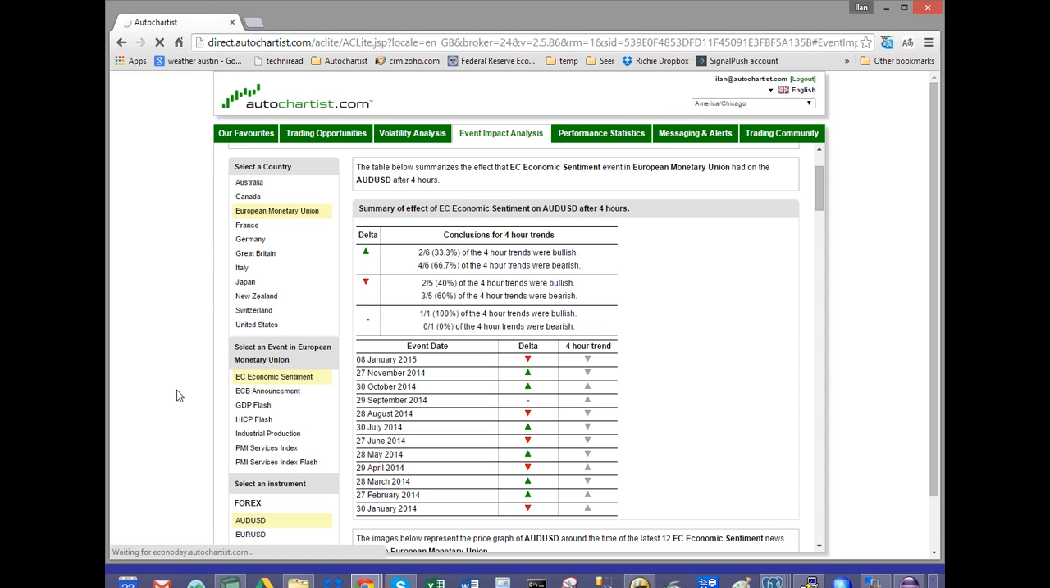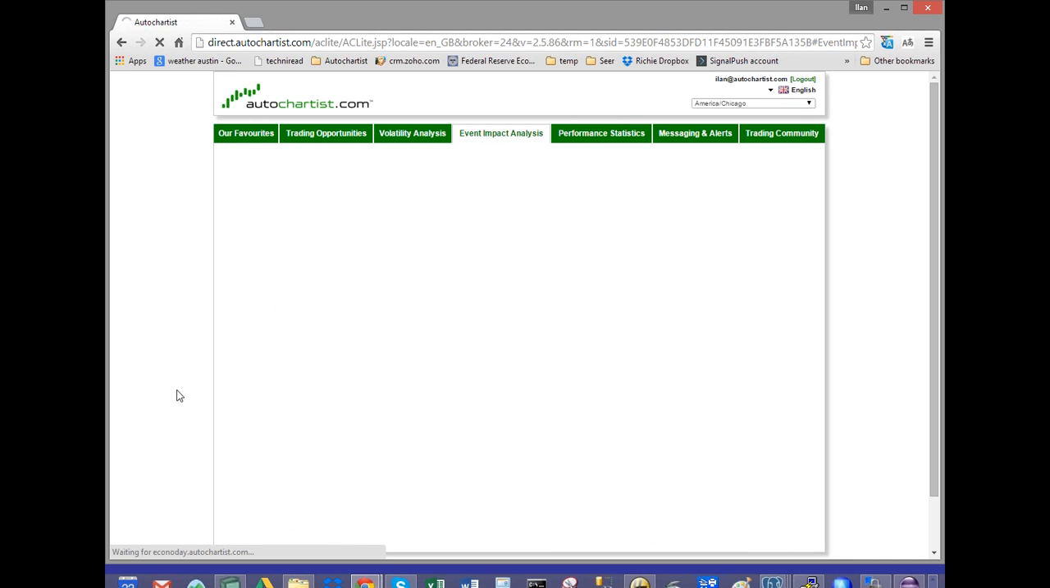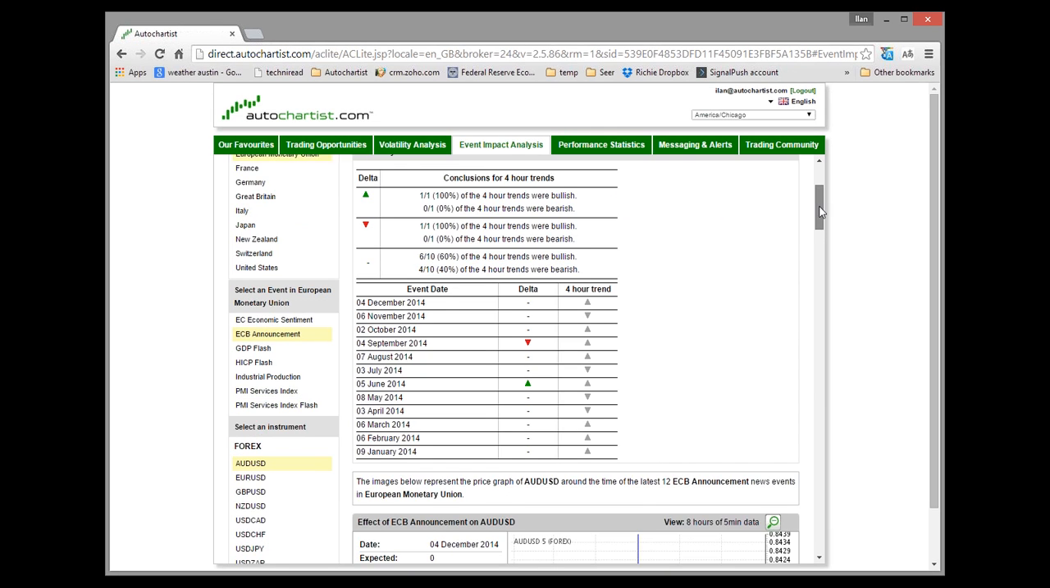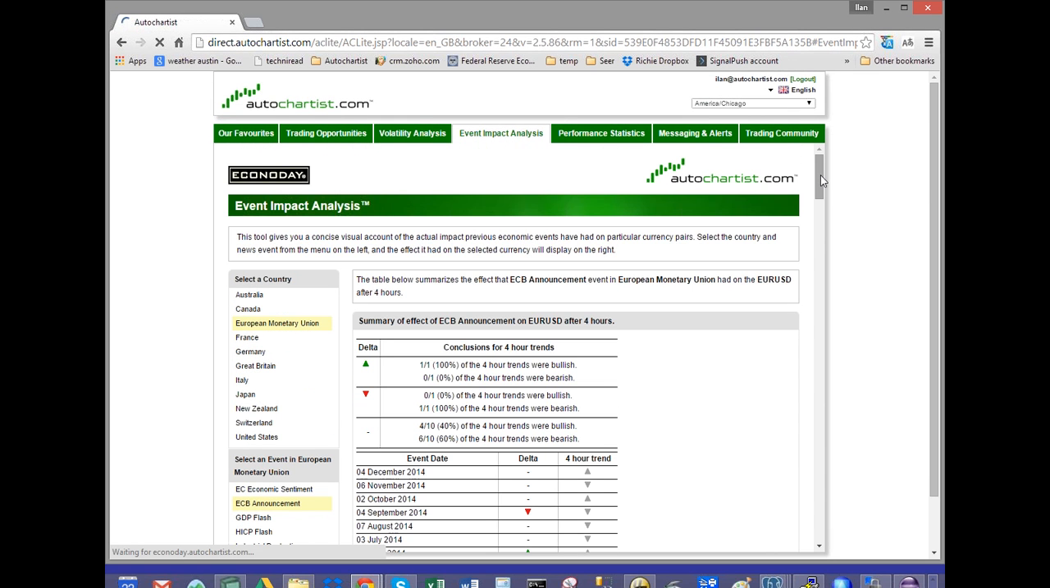While it's loading, let me tell you about what this product actually does. It allows you to choose an economic event, and based on the economic event you've chosen, it actually lets you know what the past effect of that economic event was on the market. So here it is. I've chosen European Monetary Union, the ECB announcements. Let's see the effect on Euro USD.